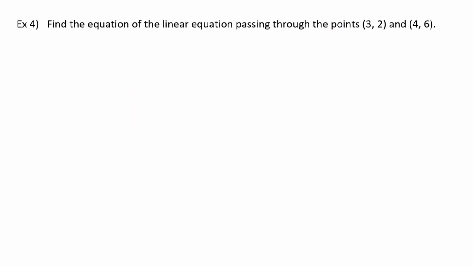Let's now look at example 4. Find the linear equation that passes through these points. All I've told you is that it's a straight line and it passes through these points. That's enough information to build this equation. So we want y equals mx plus b. Let's start by finding the slope.